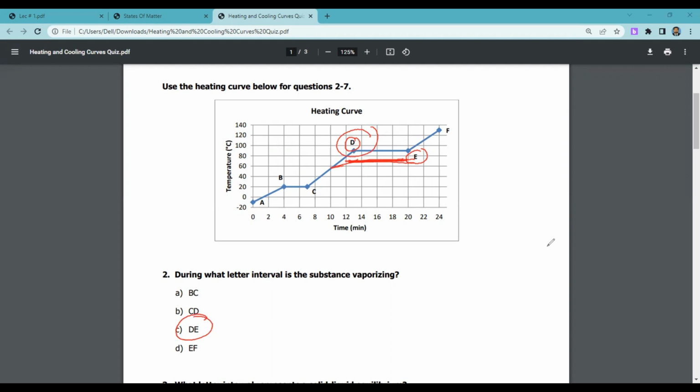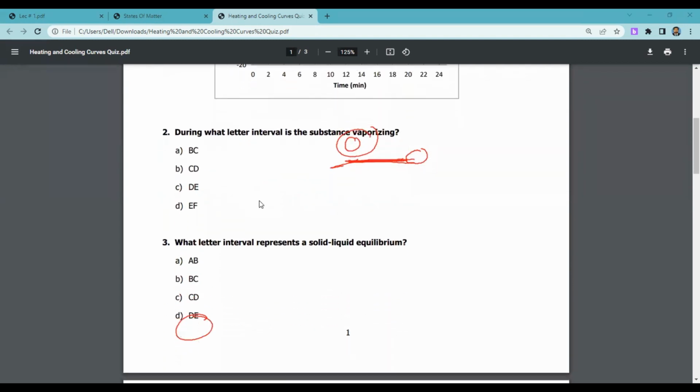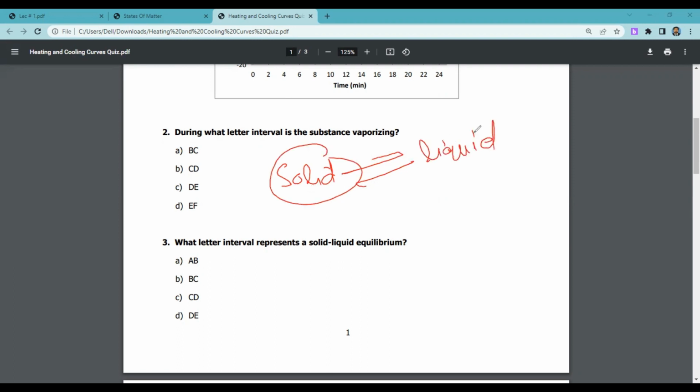Now move next. What letter represents a solid-liquid equilibrium state? When a substance exists as both solid and liquid, you can see when a solid is converting into a liquid, the substance will exist both in solid and liquid state. It means that it will be a flat curve. Now there will be two flat curves. First will be AB and the second one will be BC. So this will be the correct answer.